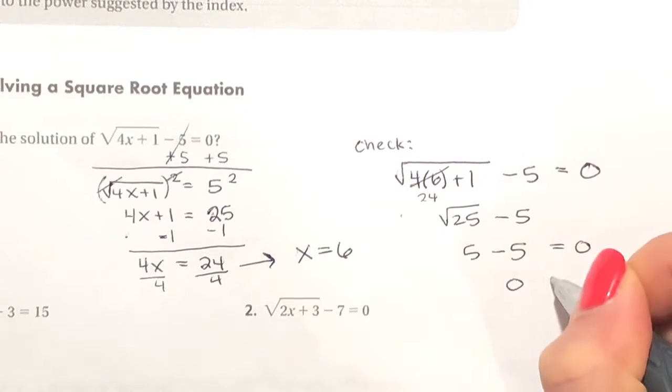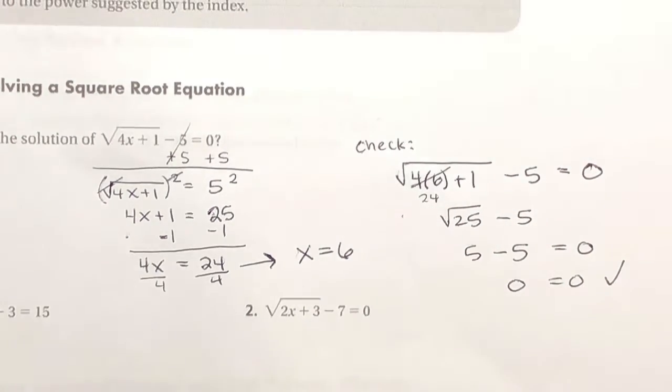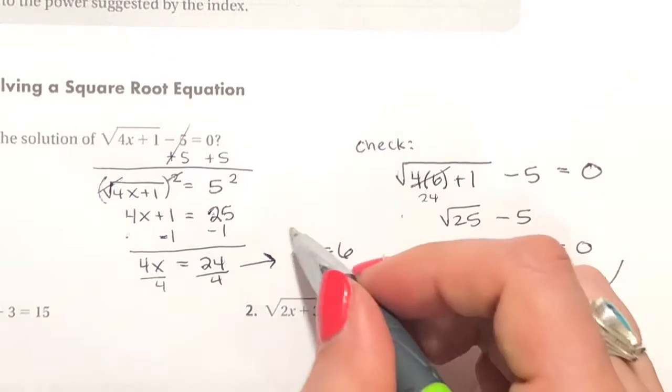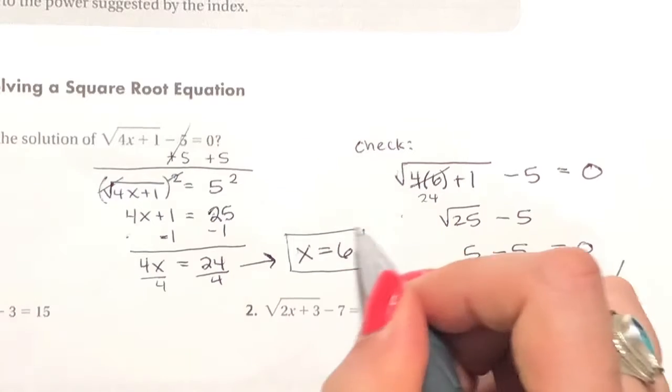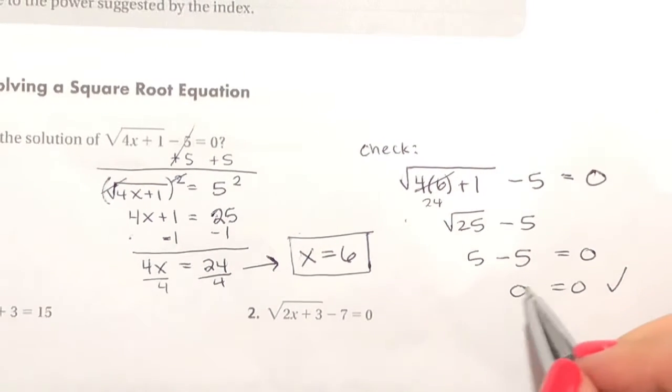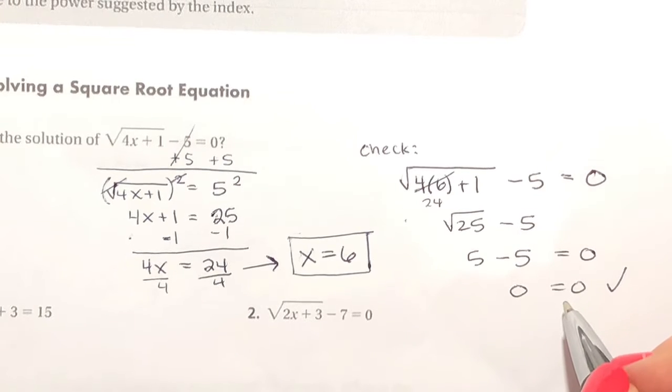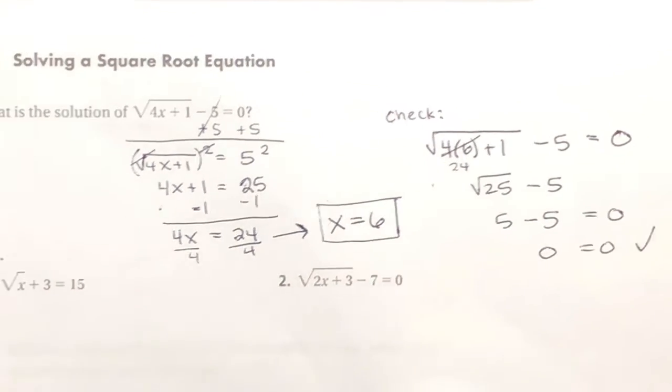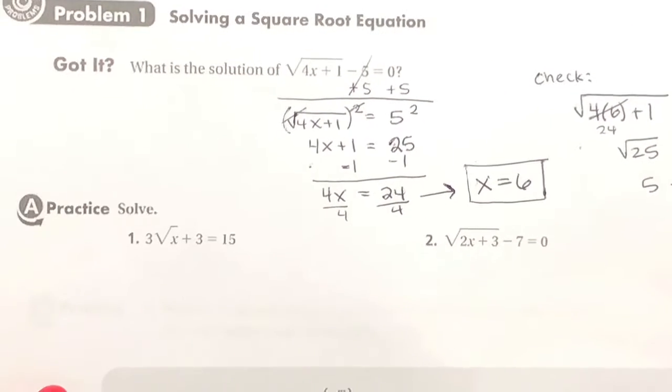So we do get 0 equals 0. So it's a true statement. That means x equals 6 is a true solution, and we get to keep that answer. If it wasn't a true solution, we would have gotten some other number equal to 0, which would have been a false statement, and so we would have said, oh, it doesn't work, and we would have thrown that answer out, which can happen. Okay, let's try another one.